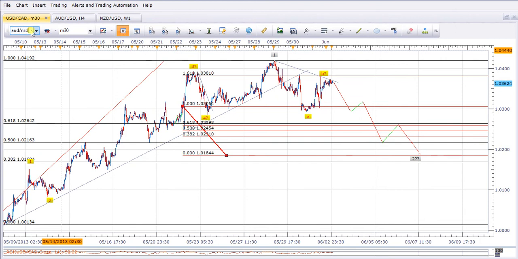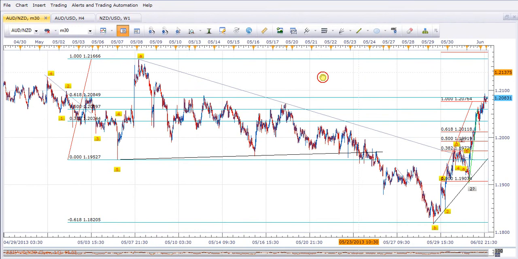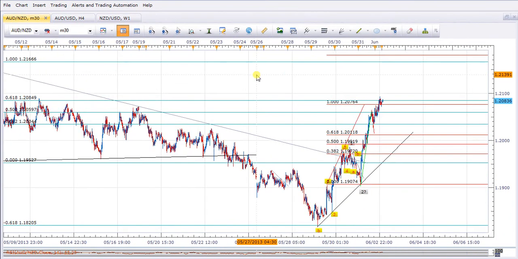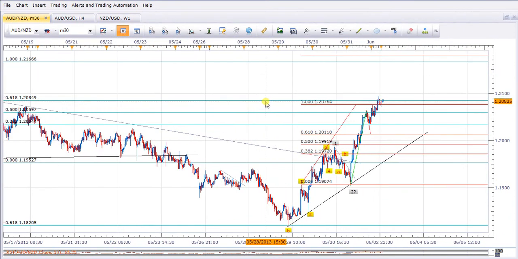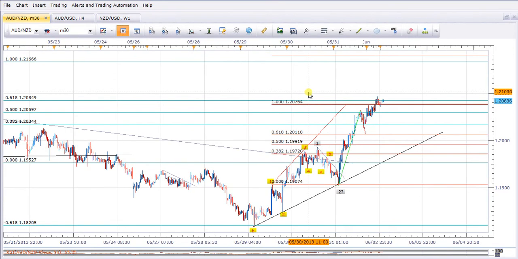And then jumping over to the Aussie Kiwi, another pair that we are currently in. We took the end of last week, caught it on that wave 2 bounce, and took advantage. First target was hit at 1.205, and then just looking for the next targets to get hit.